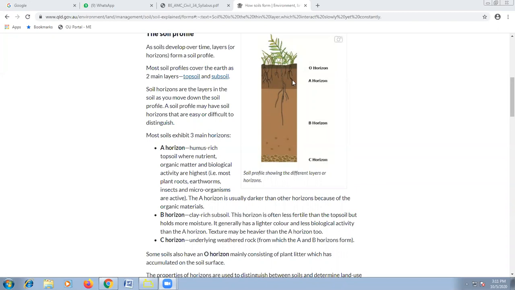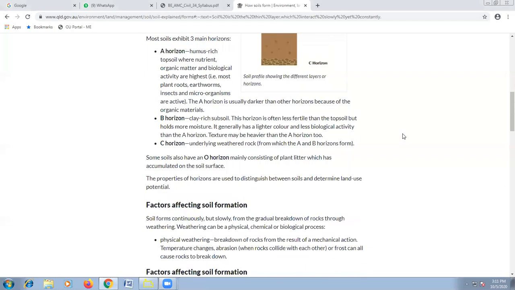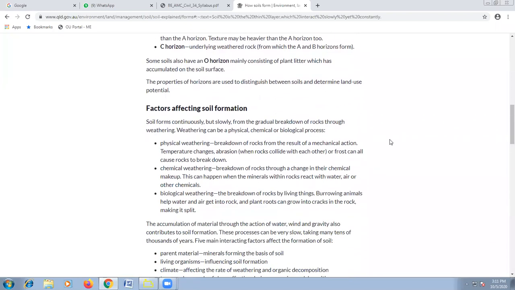And the C horizon is the underneath layer, the underlying weathered rock. This C horizon will not support any kind of plant life. This is simply the unweathered rock, which in the future course of time may get weathered and then become part of the soil. So the O horizon is a layer which consists of plant litter that accumulates on the top of the soil surface.